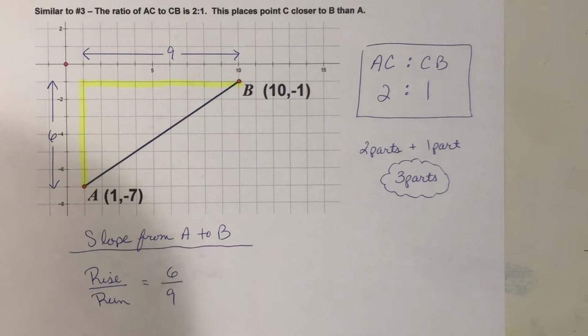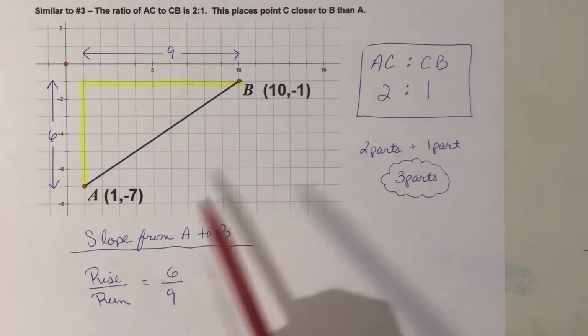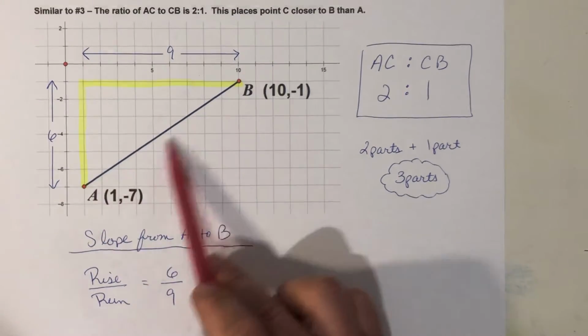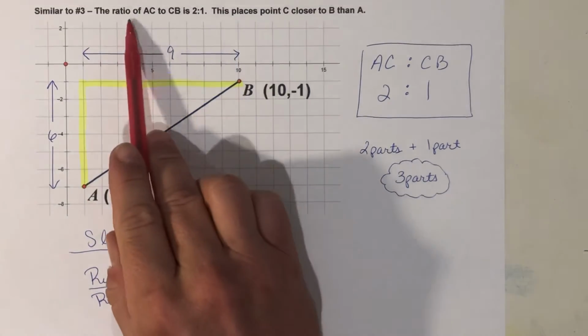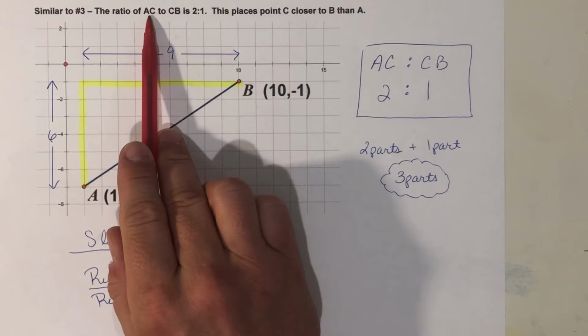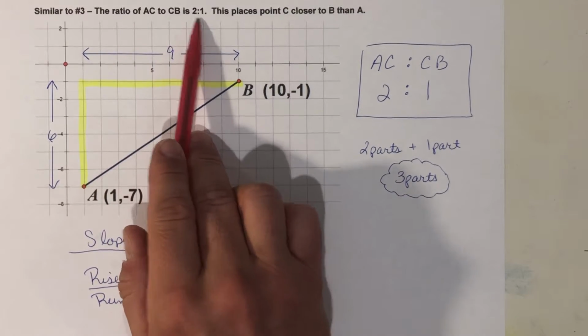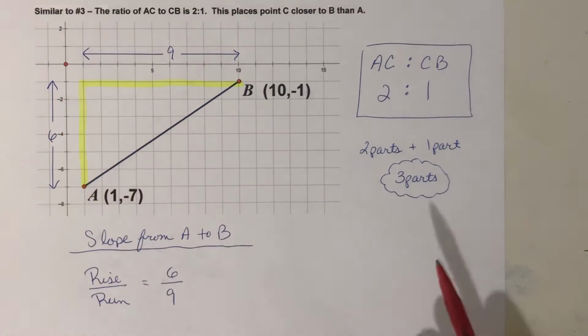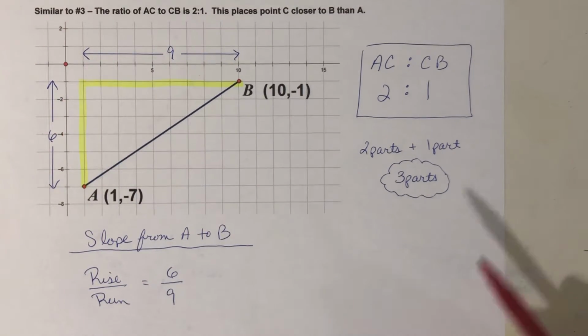Hi guys. So I got a lot of questions about question number 3 from the Critical Skills Review packet. It deals with this point C that has to be placed somewhere in between A and B so that the ratio of AC to CB is 2 to 1. Now this is similar to question number 3, so use this as a guide. All right, so these aren't the answers to that question, but this will hopefully help you get there.